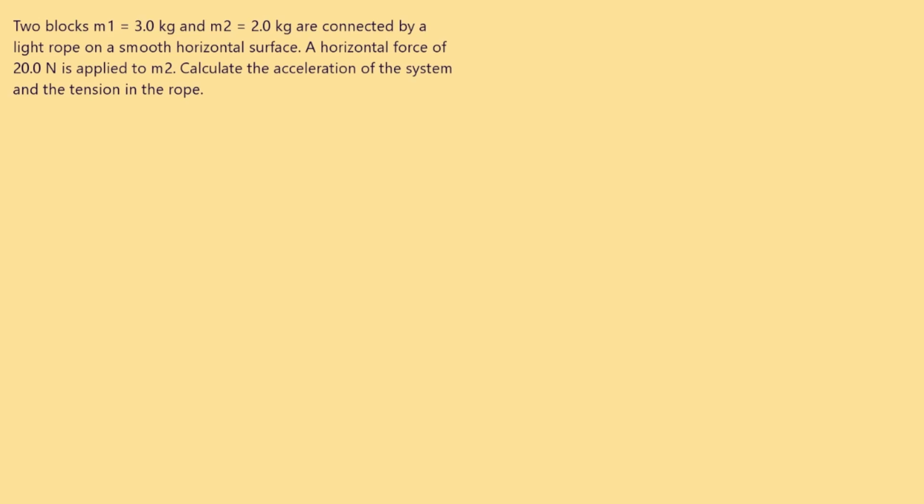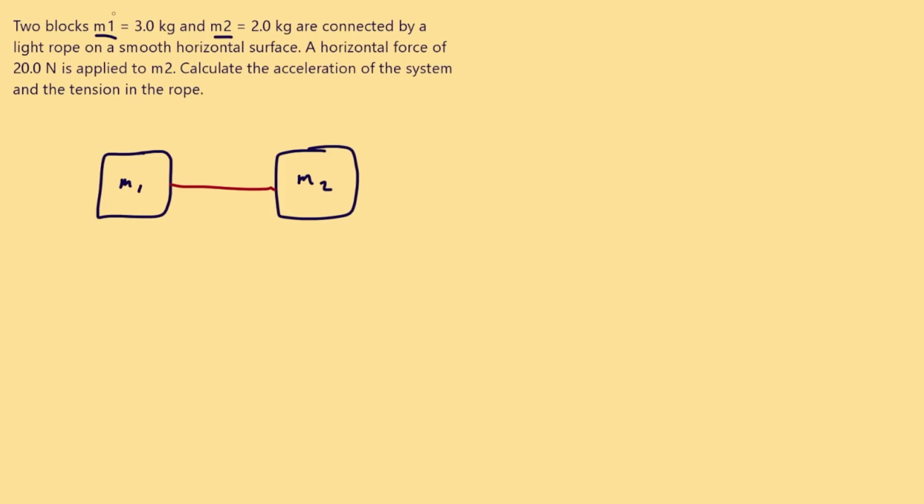In this video, I'm going to be breaking down how to solve problems involving two blocks connected with a rope like it's nothing. We're going to start with the simple question here. And as I read it, I'm going to draw a diagram. So two blocks, mass 1 and mass 2, are connected by a light rope on a smooth horizontal surface.